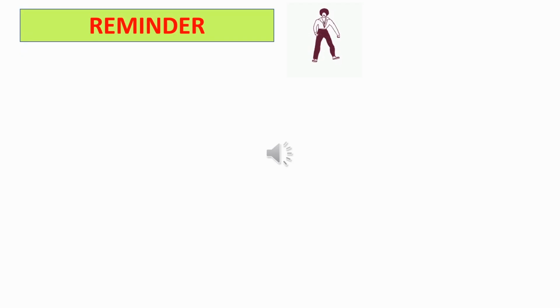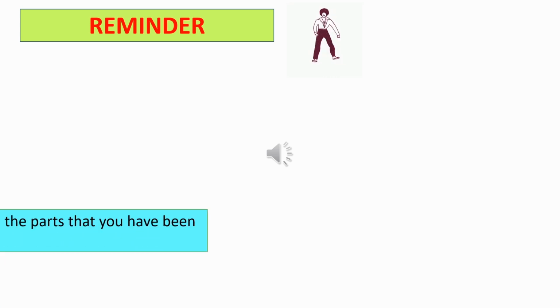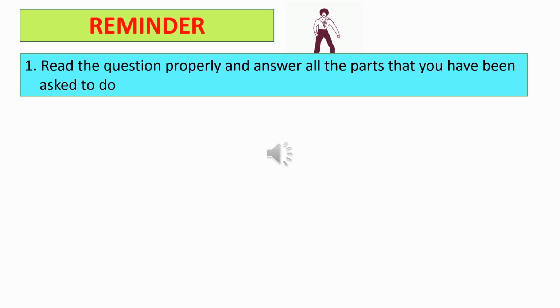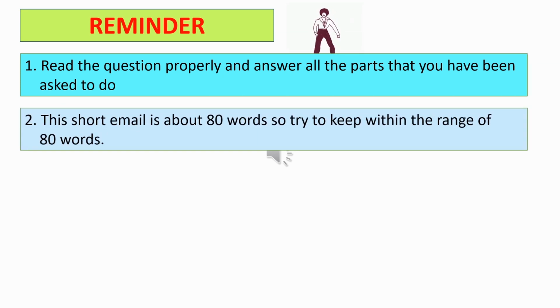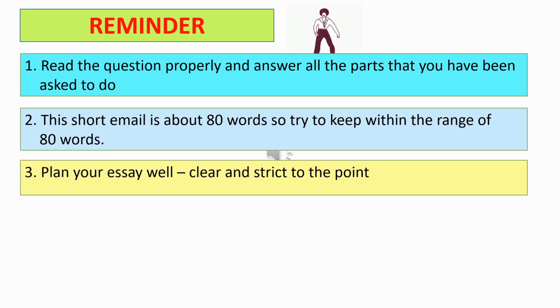Before we end our lesson, let's be reminded of 5 points. Number 1, read the question properly and answer all the tasks you have been asked to do. Do not leave out any. Number 2, this short email is about 80 words, so try to keep within the range of 80 words. Slightly more is still acceptable, but if over 150 words, it will definitely affect your marks. It means that you are not actually fulfilling the task. You have written points that are not needed, and therefore you are wasting time.